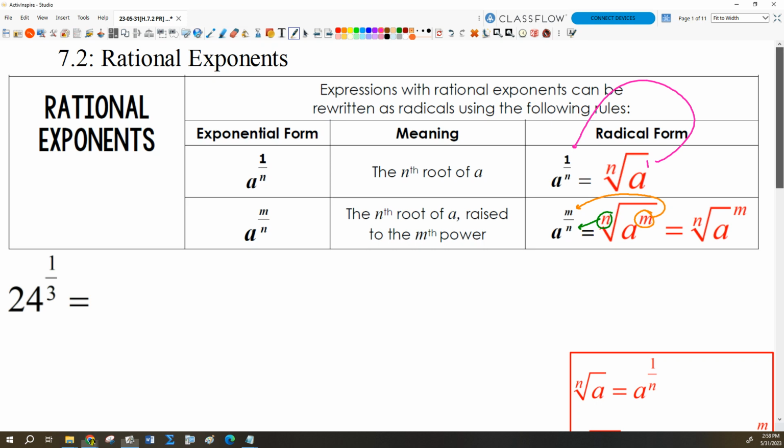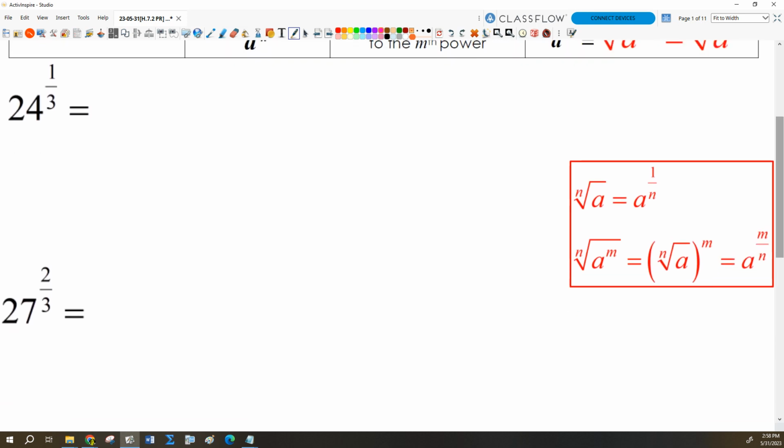All right, so let's practice this a little bit. How about 24 to the 1/3 then? That's an example where it would probably be a little bit more convenient for us to just turn that into a radical because we know how to simplify roots of numbers pretty easily, right? So what would that be as a radical? Yeah, it'd be the cube root of 24.